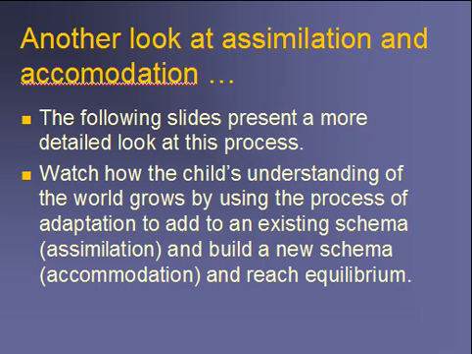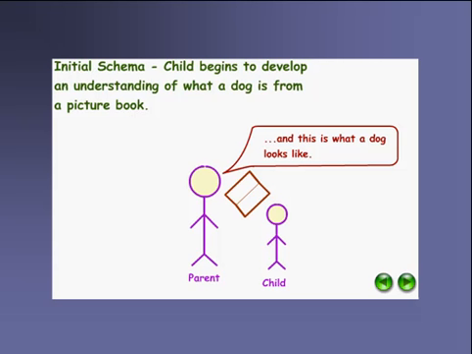To try to really drive home how these concepts work, I want to give you one more example of assimilation and accommodation in action. So say a parent, let's say it's a father, is reading his child a book, and the child is forming an understanding of what a dog is like. They're beginning to develop what Piaget would call an initial schema.